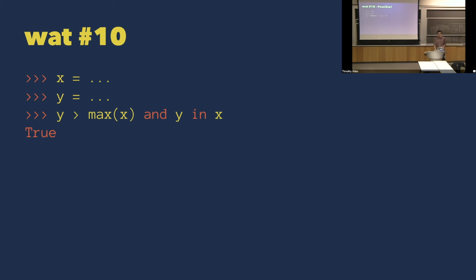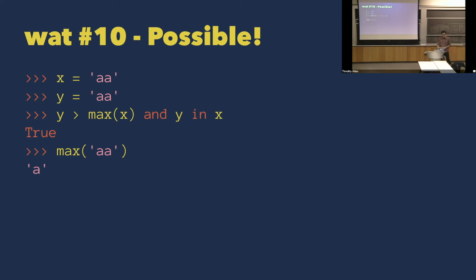Cool. So it's possible if x and y are both strings like this, AA. This works. The max of the string AA is the character A, the biggest character in the sequence of that string. But when we check to see if AA is greater than A, it is. This is like comparing the words dog and dogfish. Dog comes before dogfish, even though dog is a substring of dogfish, right? So AA is greater than A.